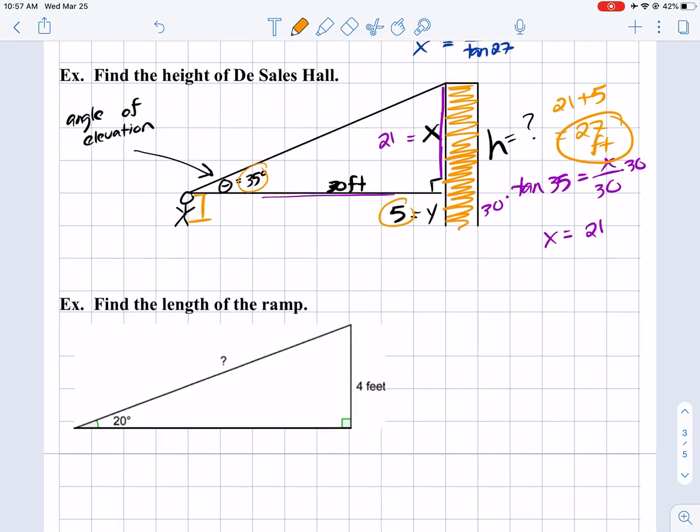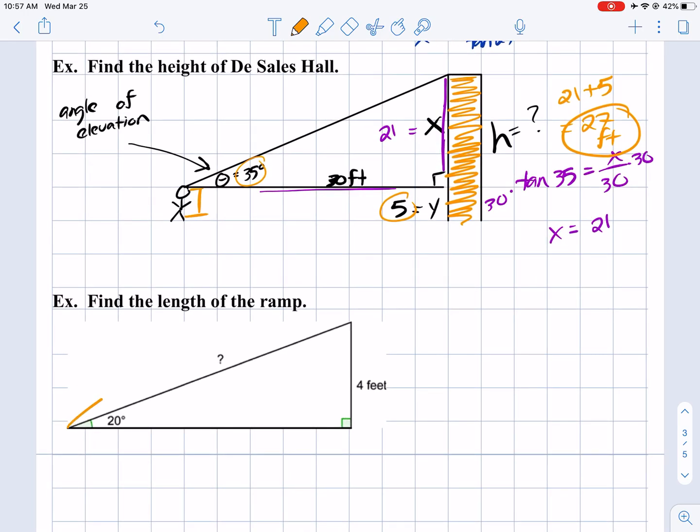Okay, why don't you guys pause the video and try and find the length of this ramp right here, given an angle measure of 20, and once again, this side is opposite and you want to use the hypotenuse, so you probably want to use your sine trig ratio. Go ahead and pause this video and I'll work it out with you in a sec.